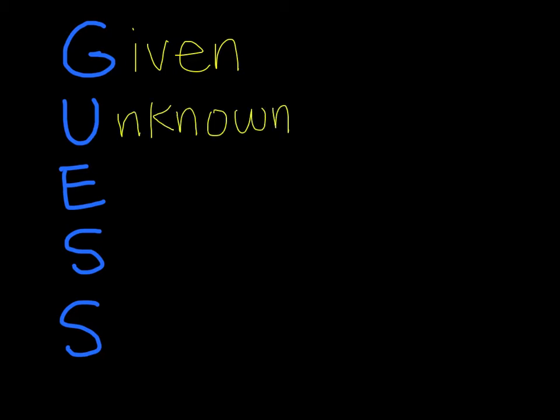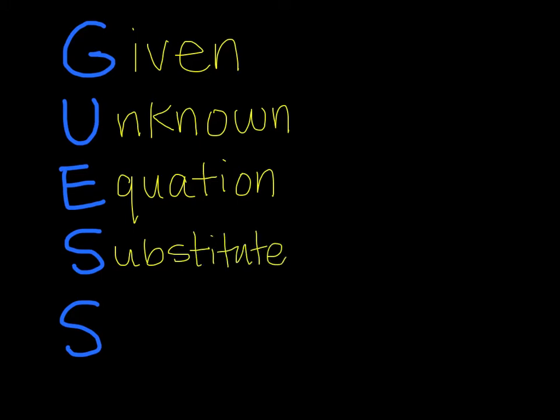Okay, so we've been talking about why we use the GUESS method to solve equations. So let's talk about what GUESS means. The G stands for given. The U stands for unknown. The E stands for equation. The first S stands for substitute. And the last S stands for solve.